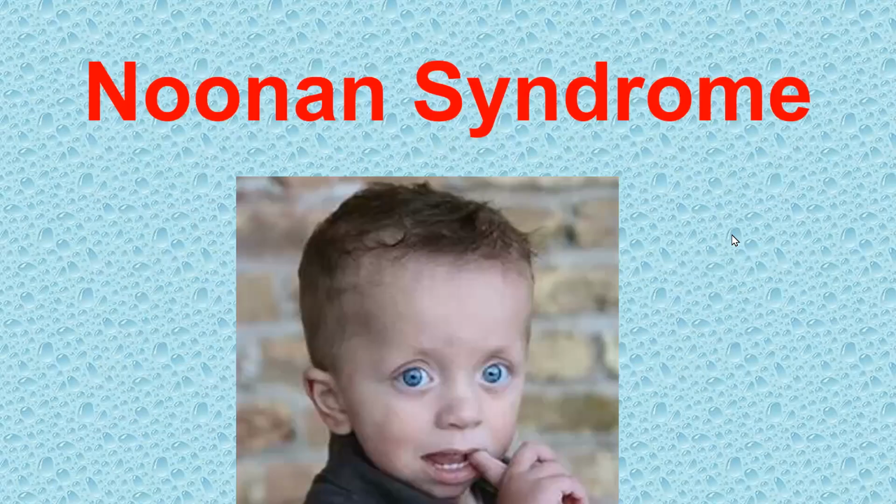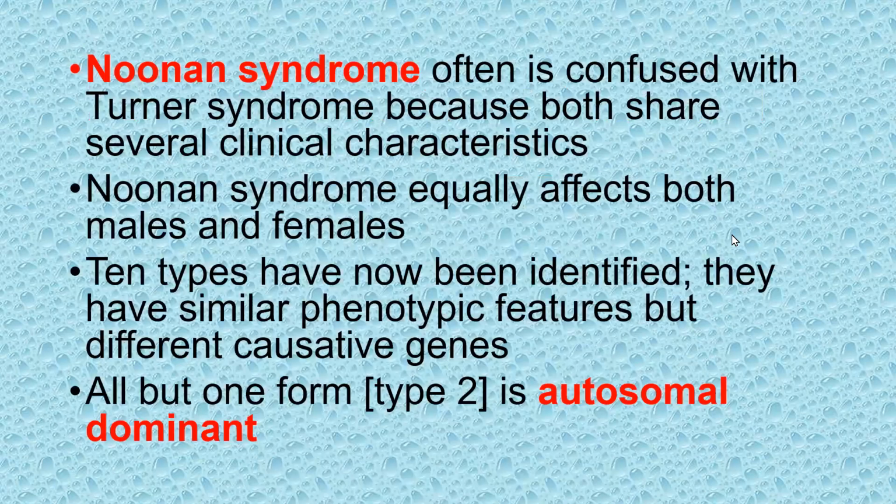Noonan syndrome often is confused with Turner syndrome because both share several clinical characteristics. Noonan syndrome equally affects both males and females. 10 types have now been identified. They have similar phenotypic features, but different causative genes. All but one form, type 2, are autosomal dominant.